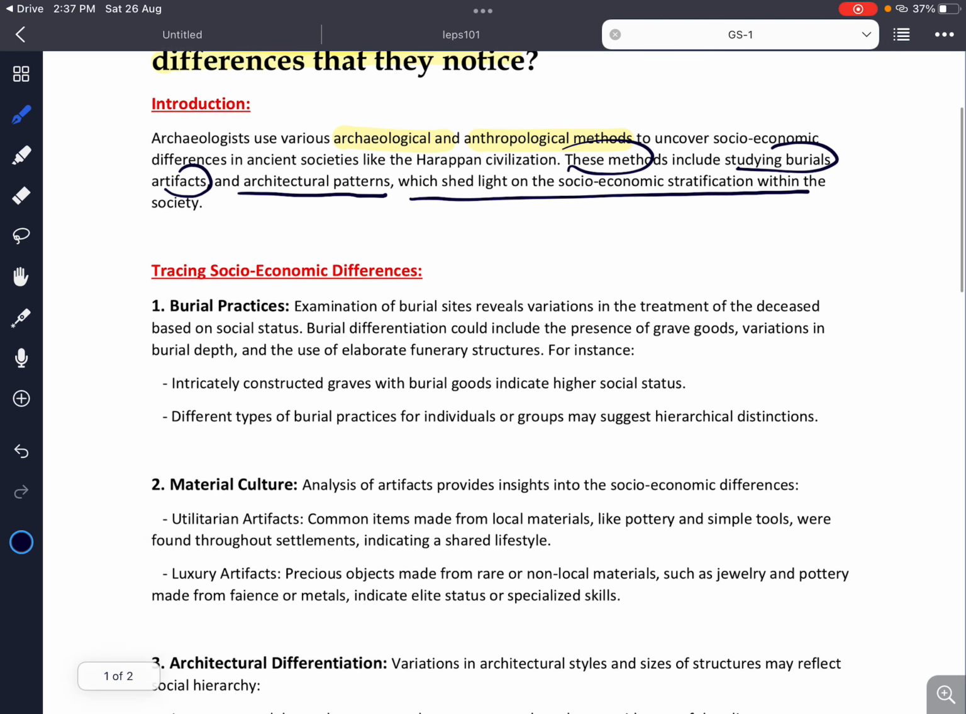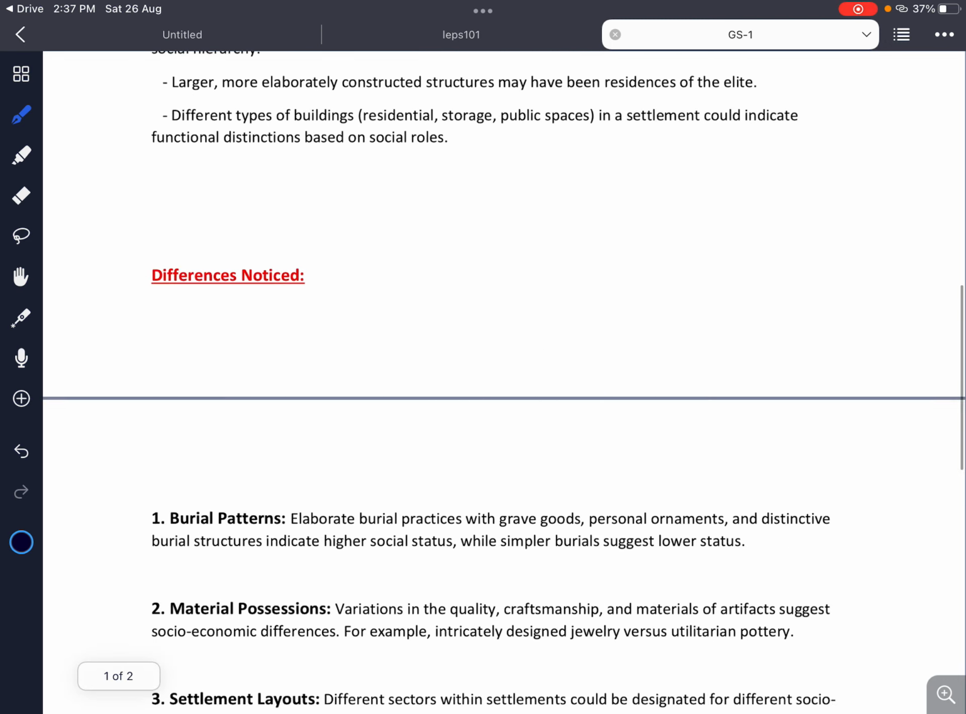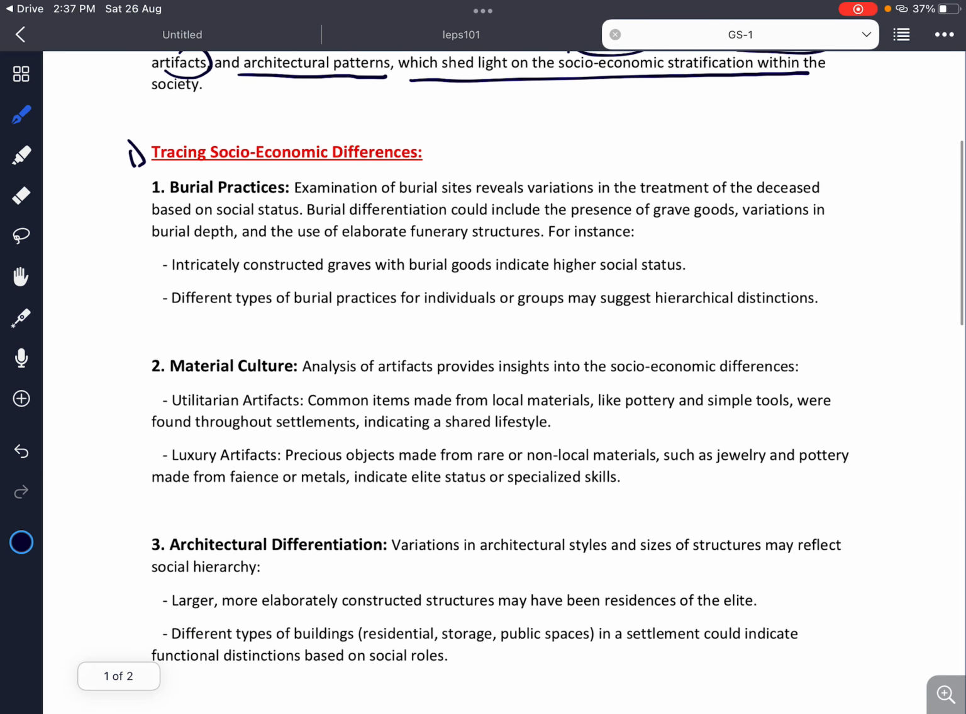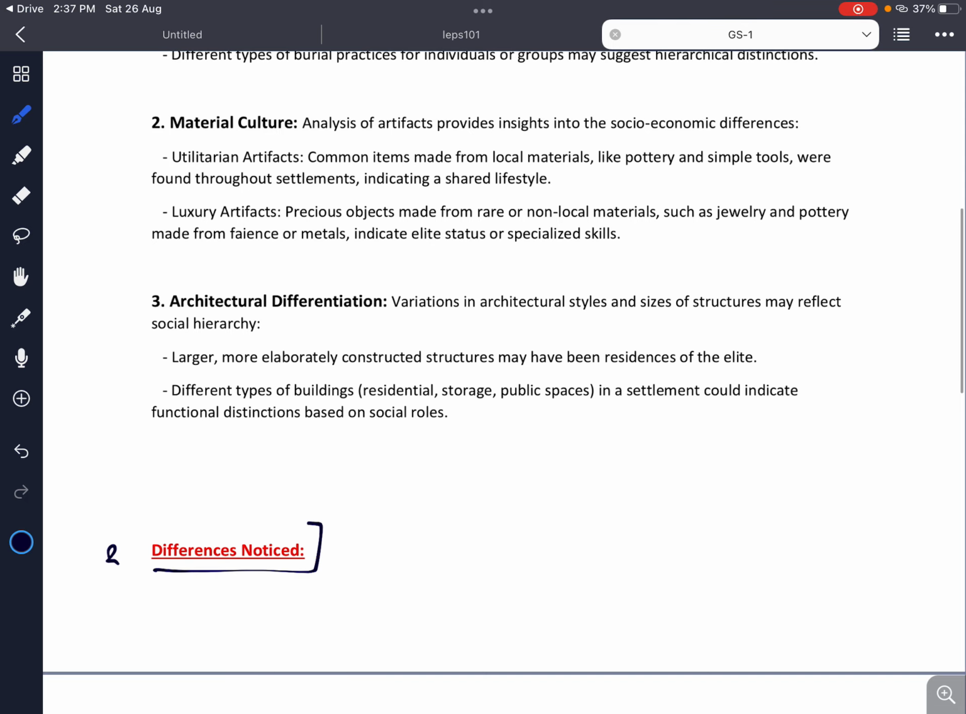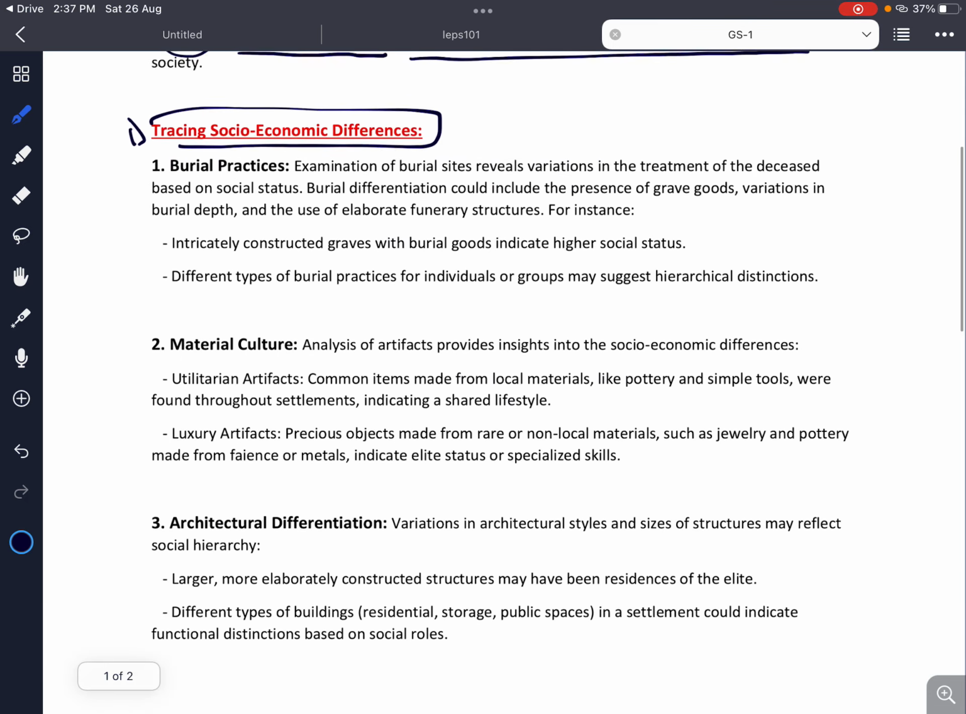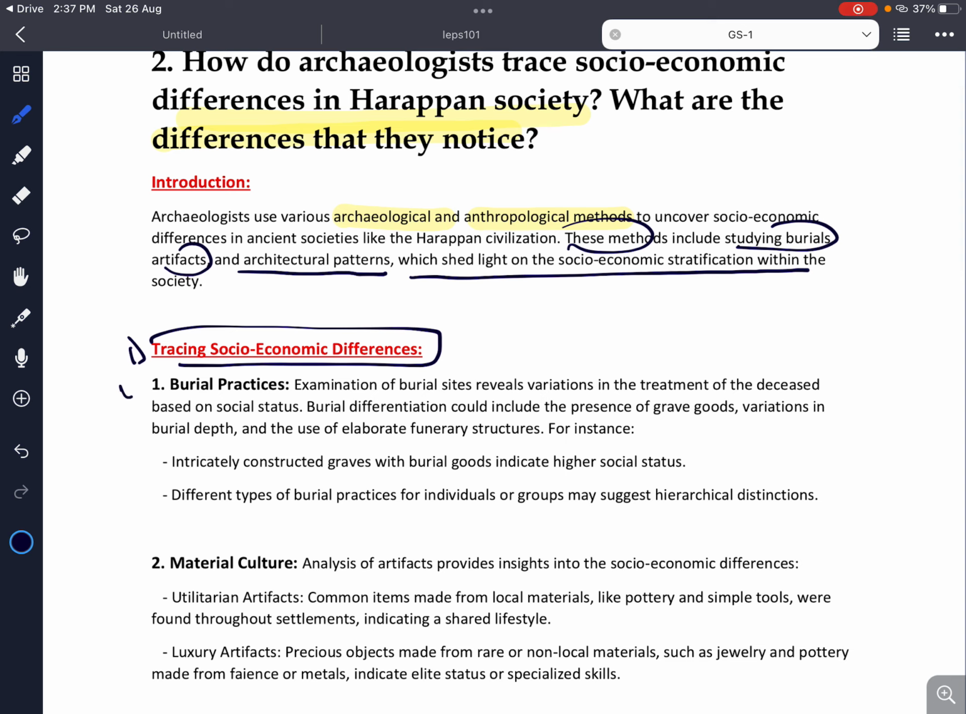The question has been divided in two major parts. First is tracing the socio-economic differences, and the second is the differences. What are the differences noticed? So first thing is burial practices. Examining the burial sites reveals variations in the treatment of the deceased based on the social status. Burial differentiation could include presence of grave goods. Grave goods means the various goods that are placed with the deceased in the grave.